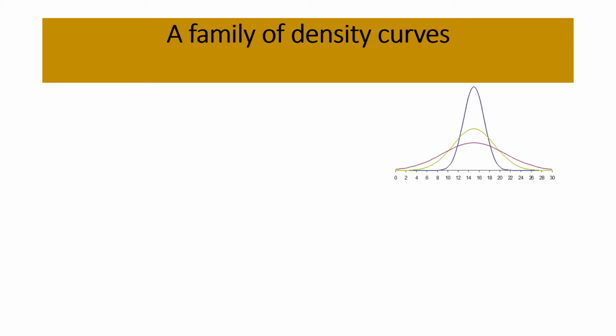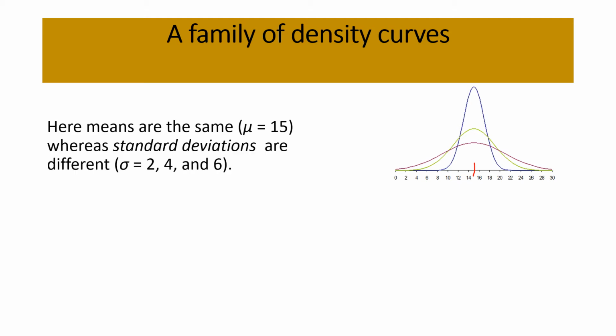Let's see this family of density curves. We have three curves here. One is peaked and the red one is flat. But it looks like the center of the three curves is the same, almost 15. So the means are the same, with mu equal to 15. The standard deviations are different: 2, 4, and 6. 2 may be the standard deviation of the blue one, and 6 the flat red curve.